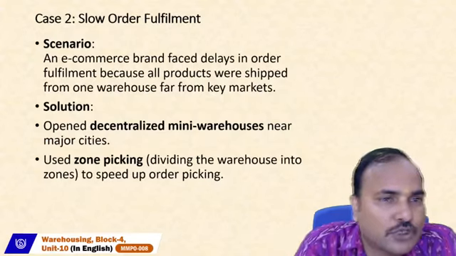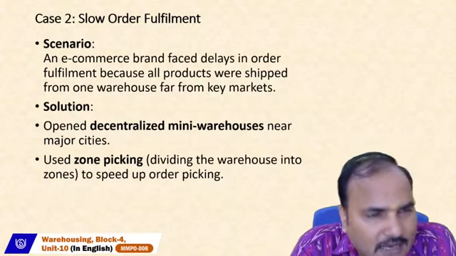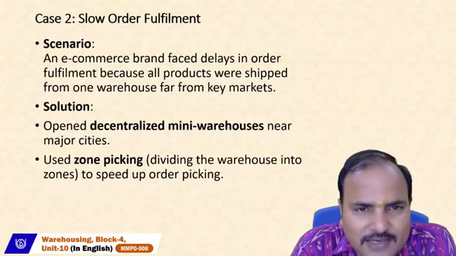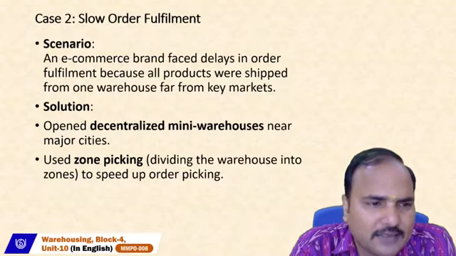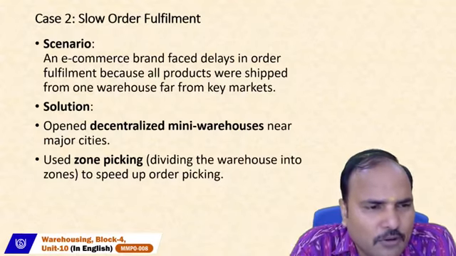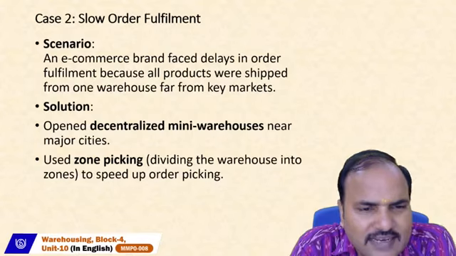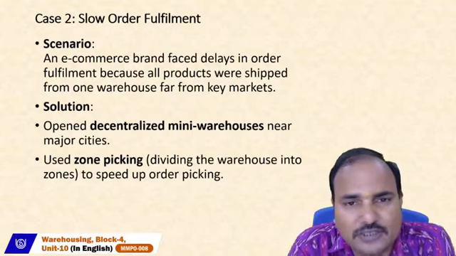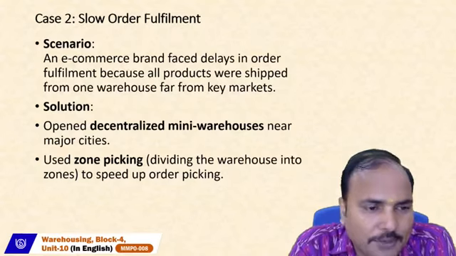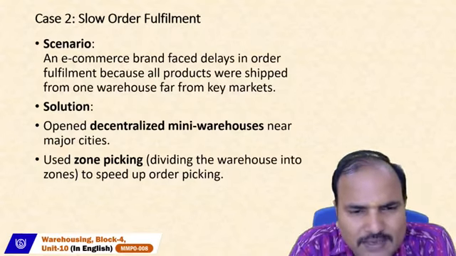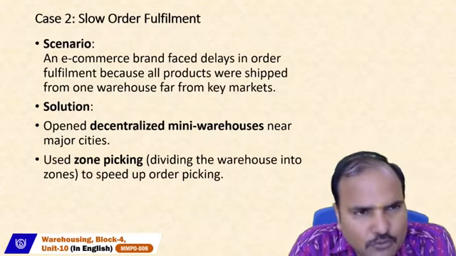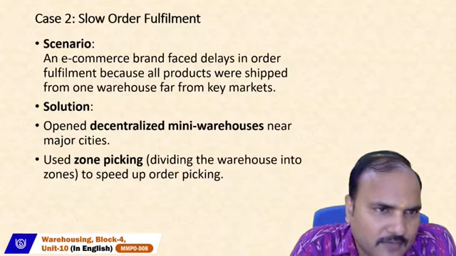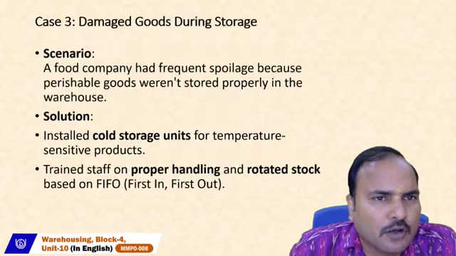Then the second case is about slow order fulfillment. Here the scenario is that an e-commerce brand faced delays in order fulfillment because all products were shipped from one warehouse far from key markets. For this scenario, the solution may be to open decentralized mini warehouses near the major cities. And we have to use zone picking. That means the warehouse is divided into different zones, and we pick in the different zones to speed up order picking. Are you getting the slow order fulfillment?